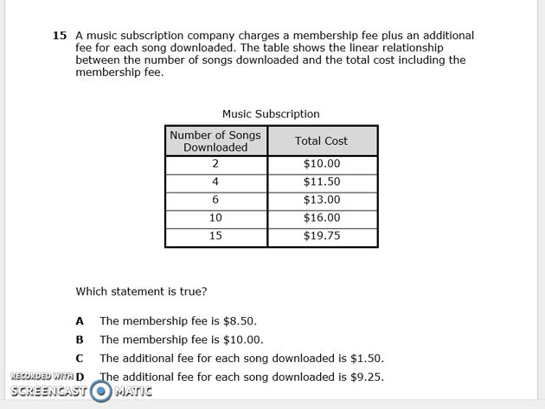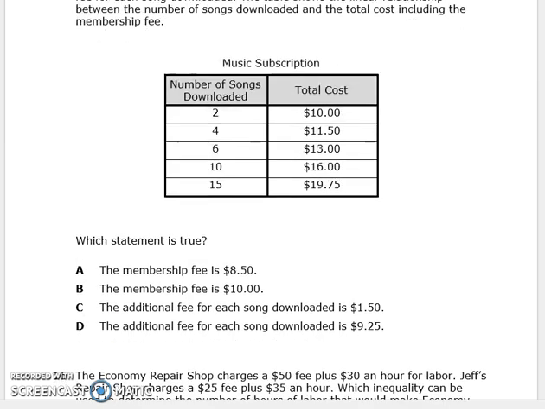B. The membership fee is $10. C. The additional fee for each song downloaded is $1.50. Or D. The additional fee for each song downloaded is $9.25.